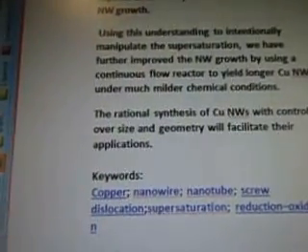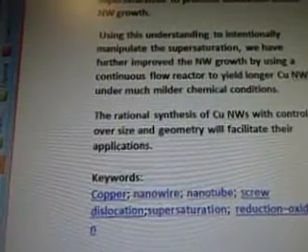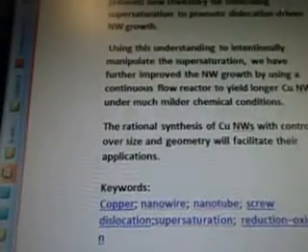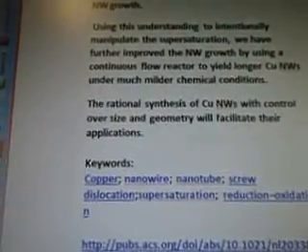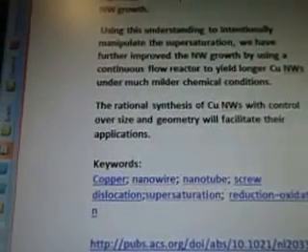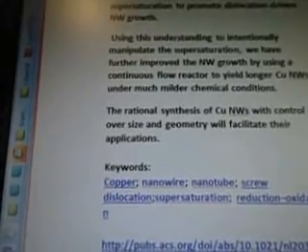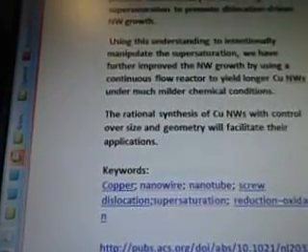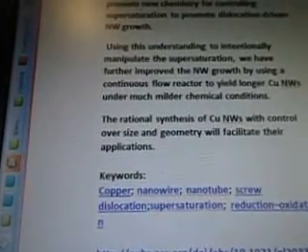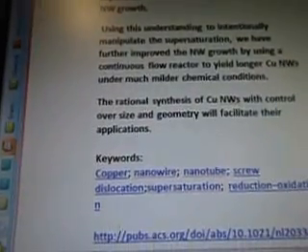Using this understanding to intentionally manipulate the supersaturation, we have further improved the NW growth by using a continuous flow reactor to yield longer Cu NWs under much milder chemical conditions. The rational synthesis of Cu NWs with control over size and geometry will facilitate their applications.